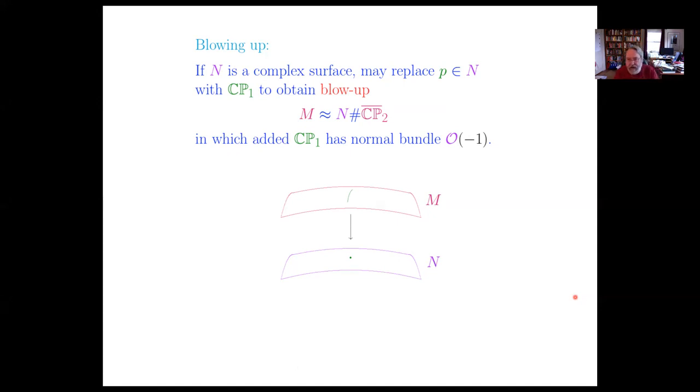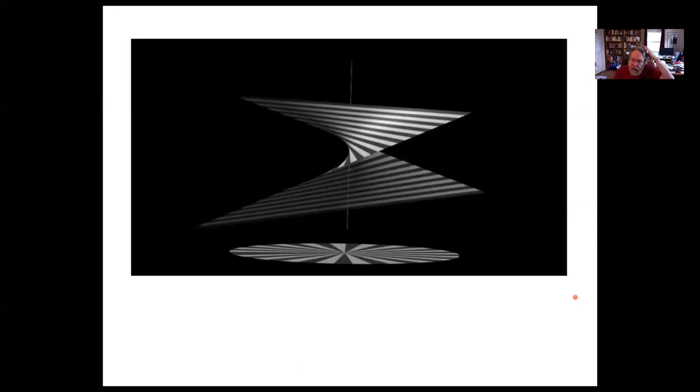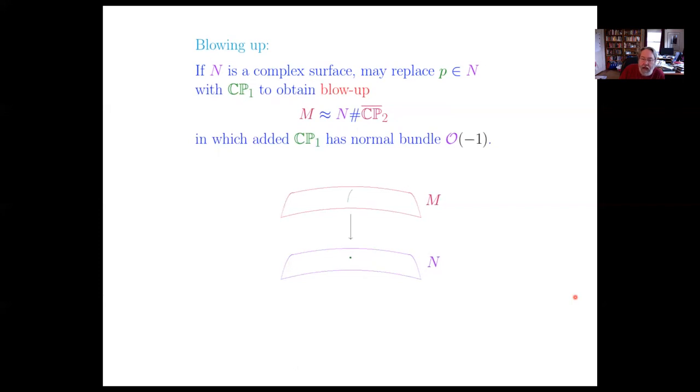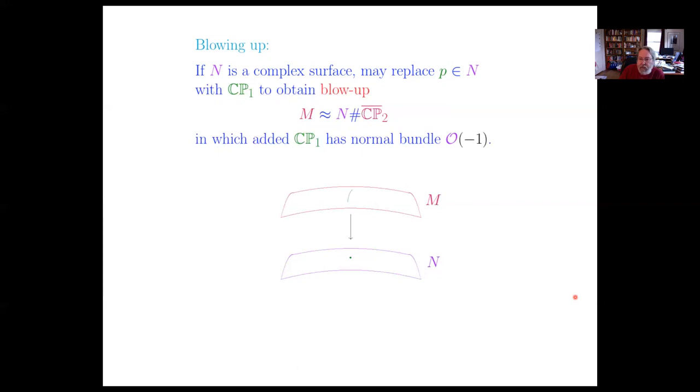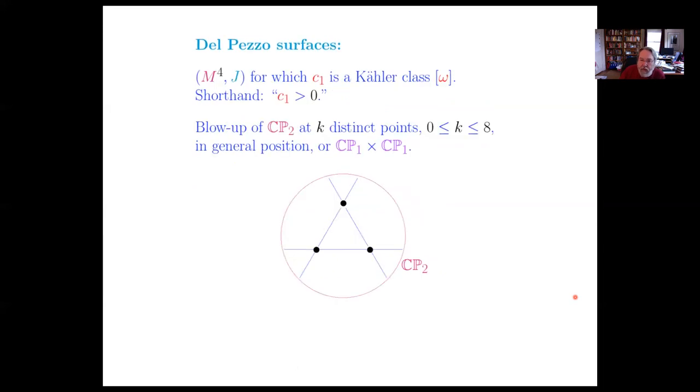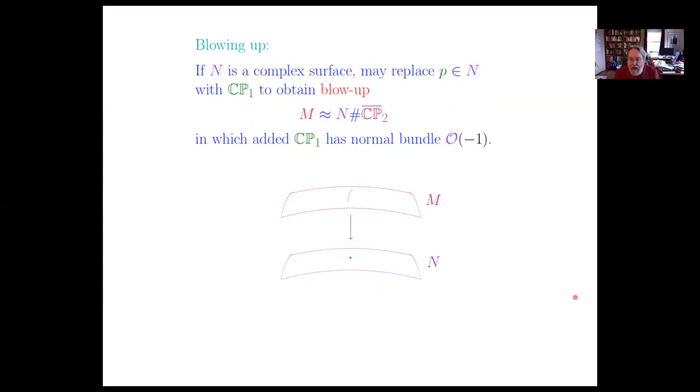CP2 bar does not have a complex structure that's compatible with its orientation, but if you throw out a point, that's no longer true. So the picture is that in C2, you can replace the origin with the total space of the O(-1) line bundle, the tautological line bundle over CP1. Usually you can think of that as a subset of C2 times CP1, but now you could just look at the projection to C2, and that's blowing down the 0 section to a point. Using that as your local model, you can carry out this blowing up procedure at any point of any complex surface.